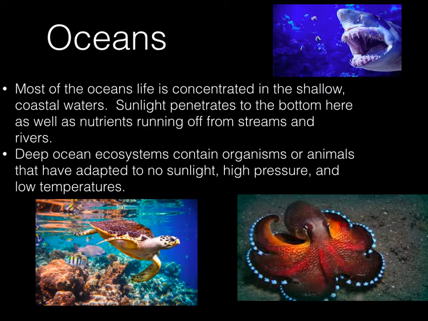Deep ocean systems contain organisms or animals that have adapted to no sunlight. So the deeper you get into the ocean ecosystem, the less sunlight there is until there's absolutely no sunlight. So there's no availability for photosynthesis. But they have created these fascinating adaptations. So some of them survive with bioluminescence, and they can attract their prey with these glowing lights that they have from chemical reactions inside their body.